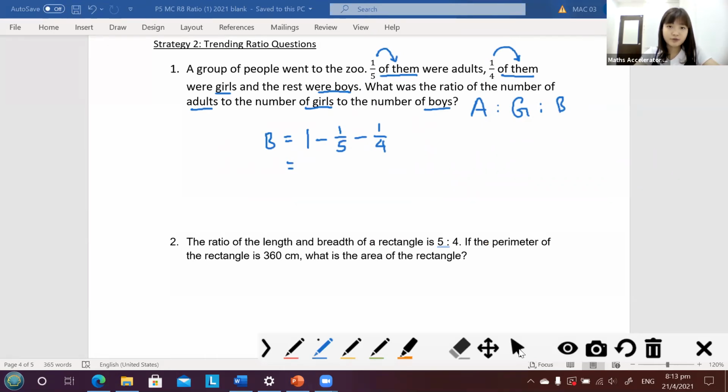1 minus 1/5 minus 1/4. Okay, thank you, Jia En. Yeah, Xin Yu. Shutila, yep. Okay, Wesley, Rachel, correct, Margaret. 11/20.